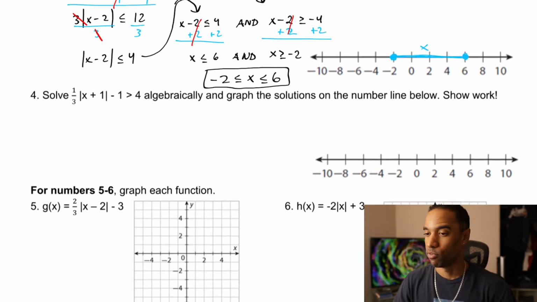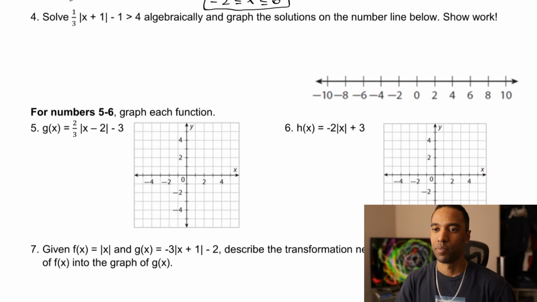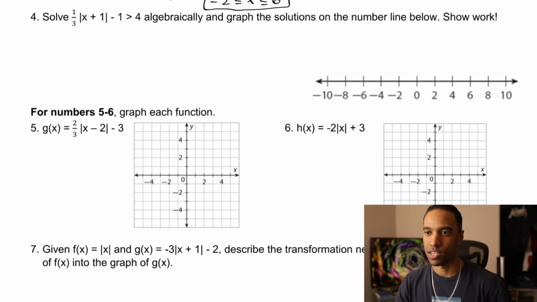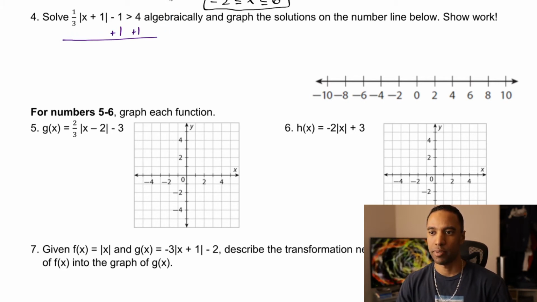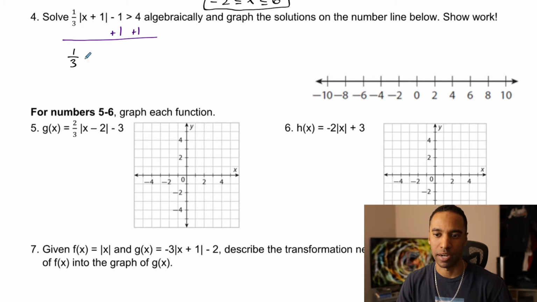Okay, I'm moving on to number 4. Here we go. Number 4. We've got a fraction in front. We'll deal with that as we need to later. Don't get too bummed out by it. It's going to go away pretty fast. And we're not going to be too bothered by the idea of common denominators or anything like that.